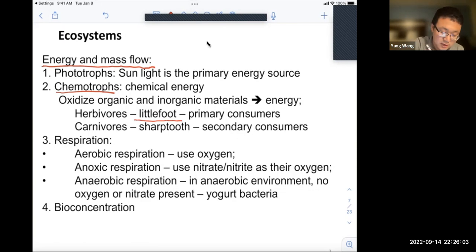Now the carnivores. Those are the ones that feed on the herbivores, like the wolves, tigers, or humans. These are also the secondary consumers in the ecosystem. And generally, the carnivores are characterized with sharp teeth. And furthermore, the phototrophs, herbivores, and carnivores can generate the energy through different types of activities.